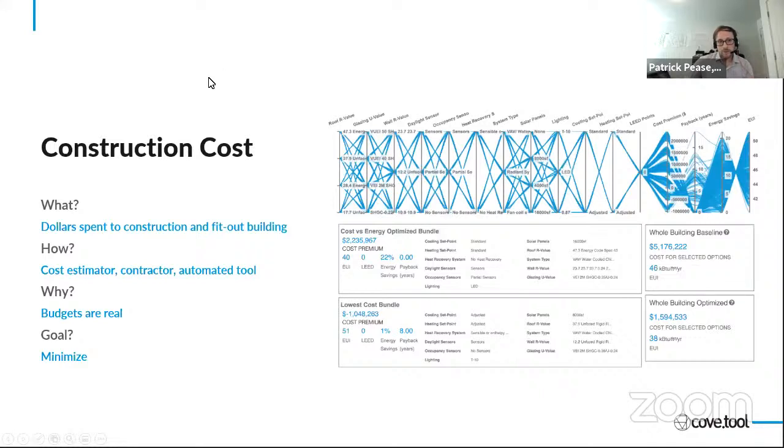A couple more, of course, the construction cost. Again, dollars spent to construct the building. How we might get it is a cost estimator, contractor, perhaps an automated tool to get a good estimate out. And again, it comes down to budgets are real. Not every hospital is built by a private institution that's independently funded. They have budgets and limitations on what they can spend, and they want to make sure every dollar is going towards helping patients. So again, the goal is to minimize.